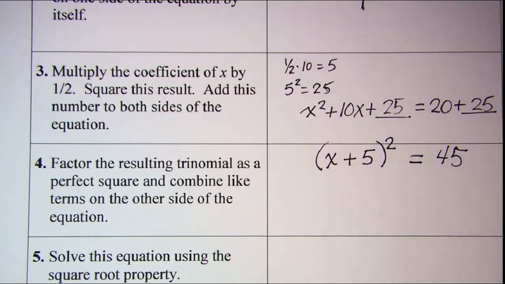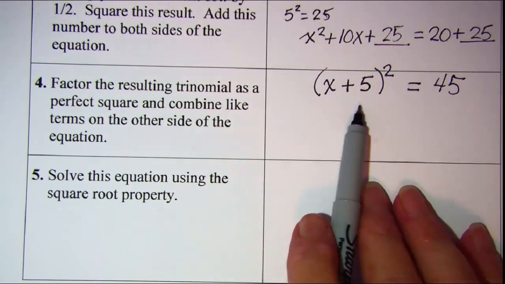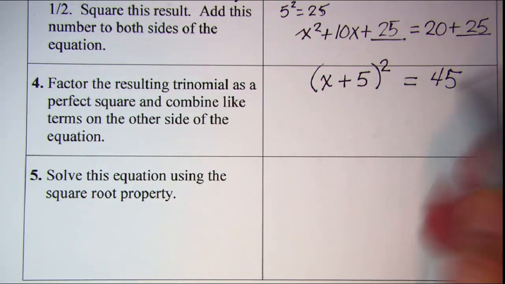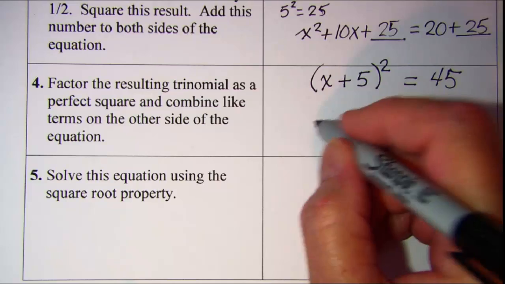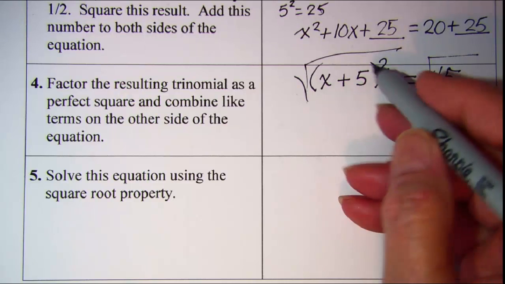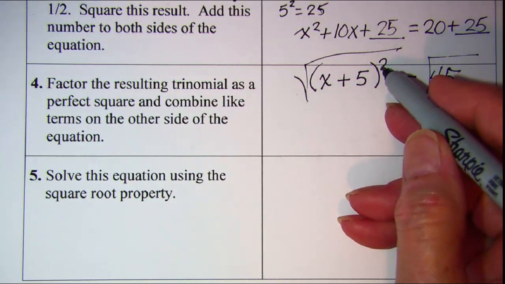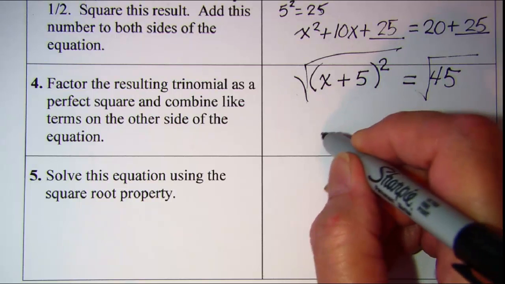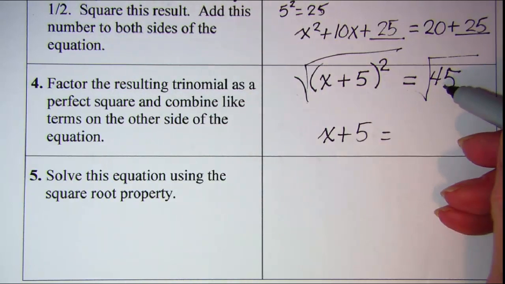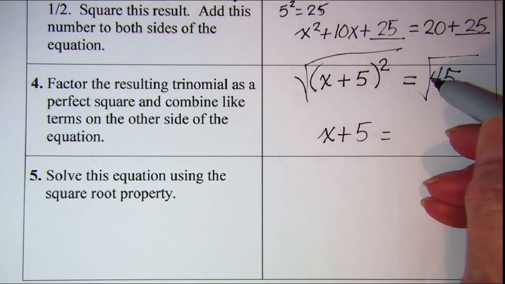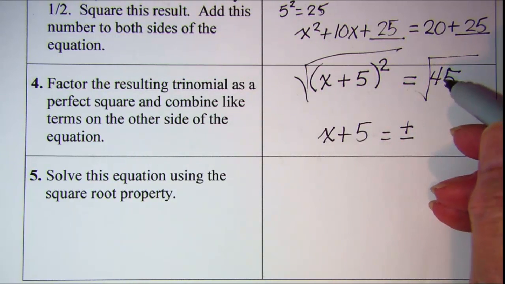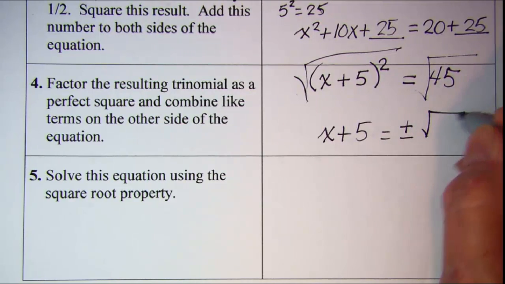Then our last step is to solve this equation using the square root property. So if I square root both sides, I'll get, the squaring and the square rooting are inverse operations, so they undo each other, and I have just x plus 5. When you square root both sides of an equation, you have to put plus or minus on the one side. And then here I have the square root of 45.